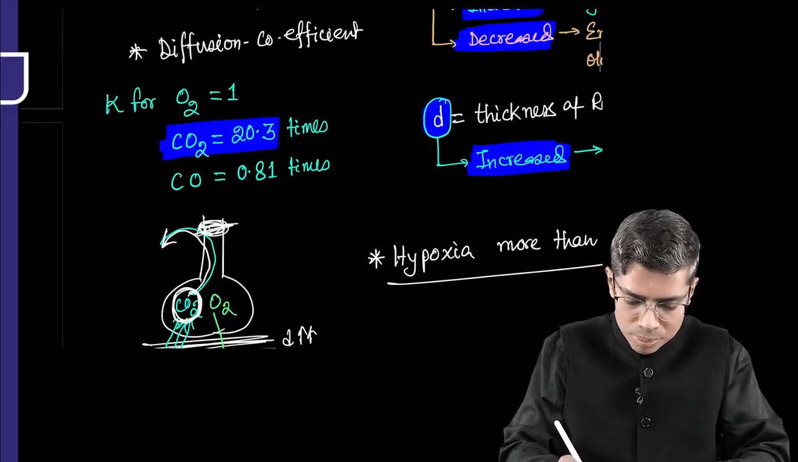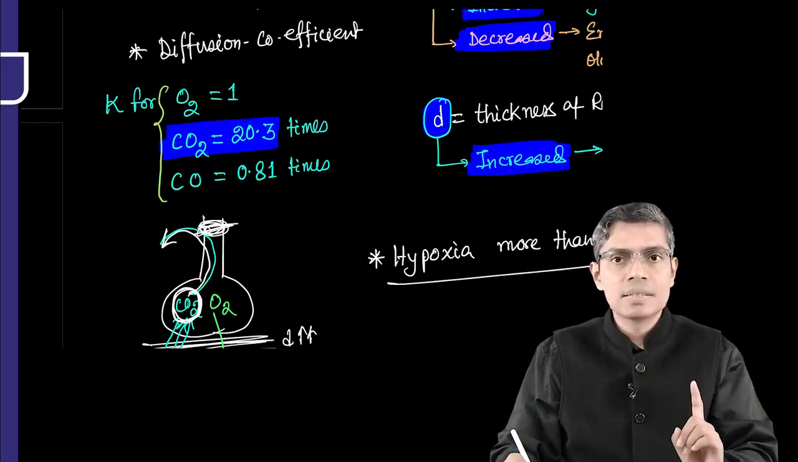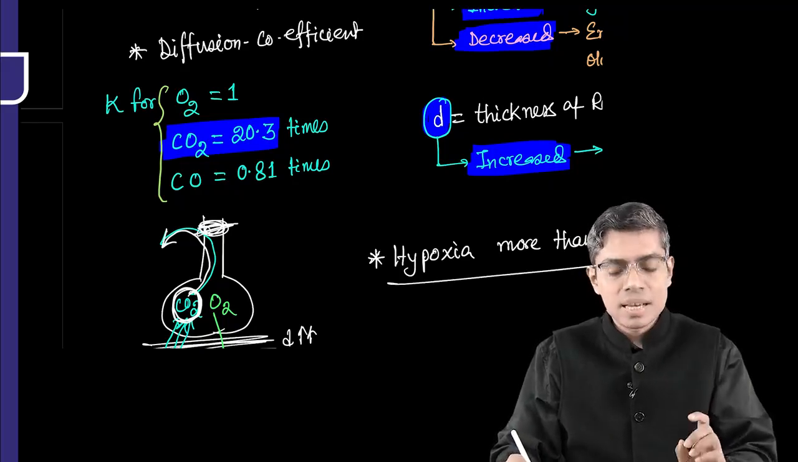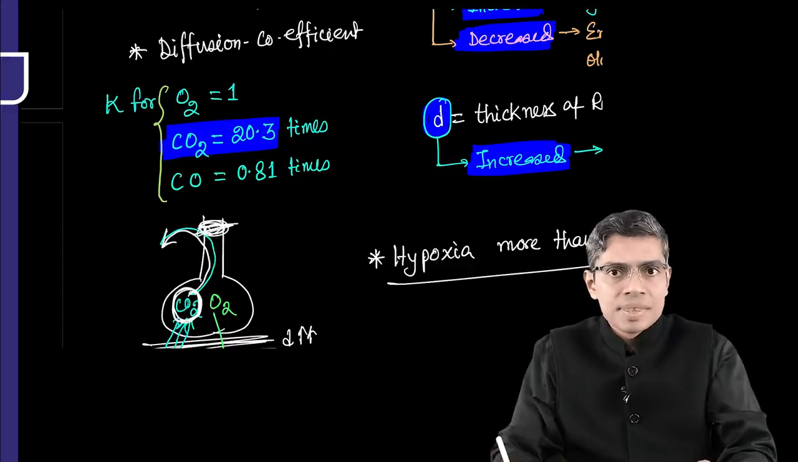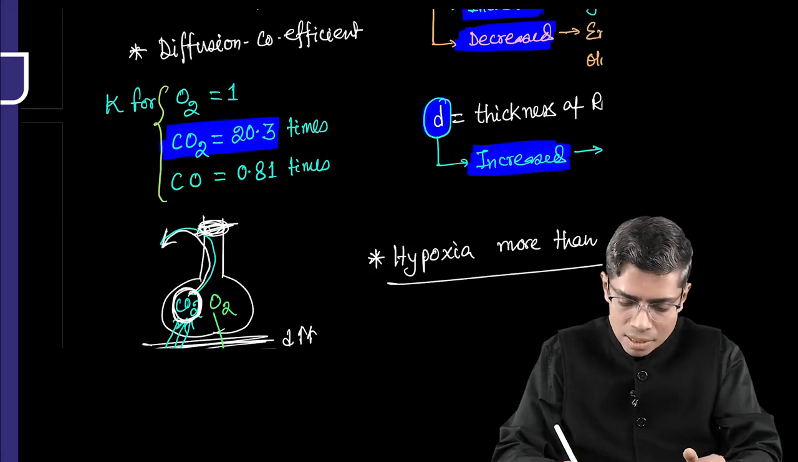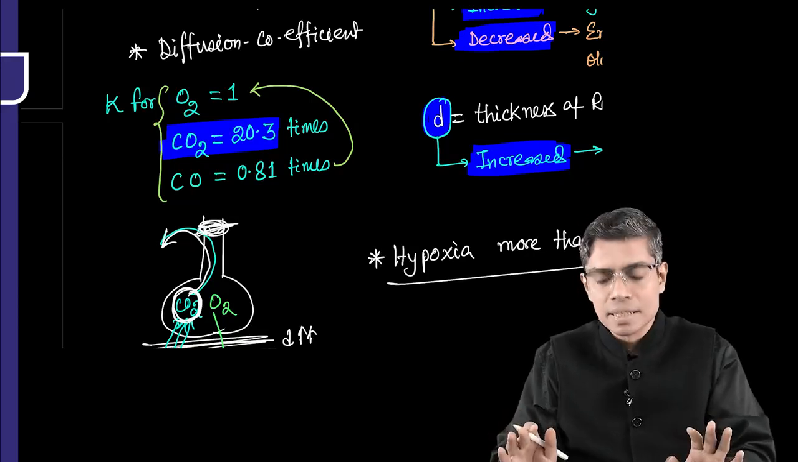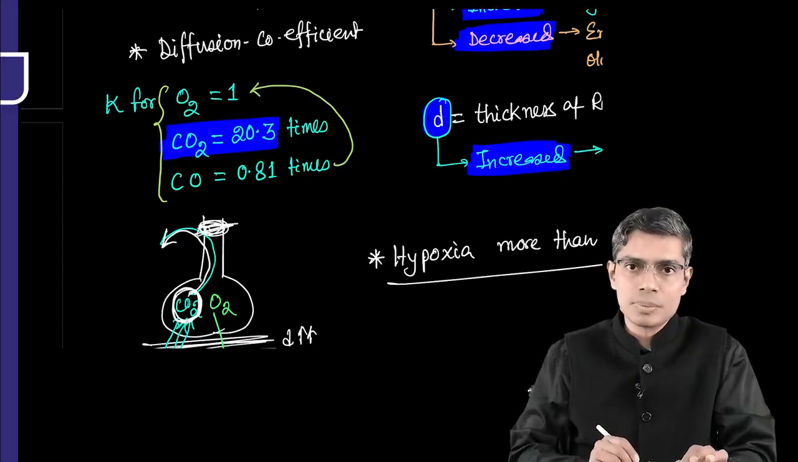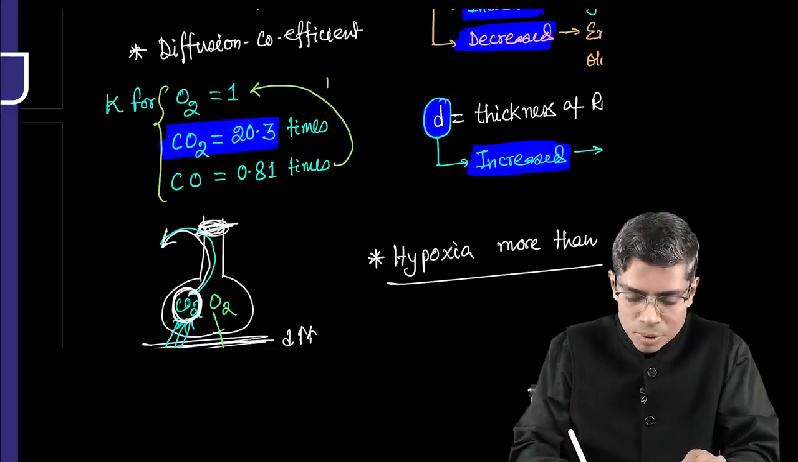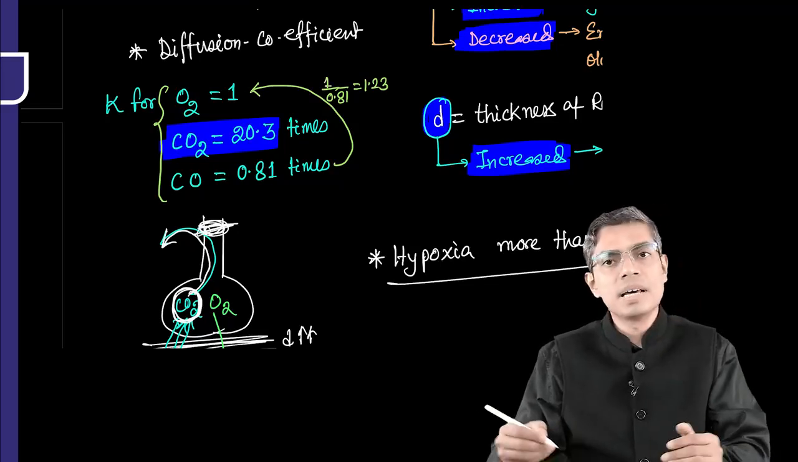So I hope all of you are going to remember these 3 numbers. If the diffusion coefficient for oxygen is 1, it is 20 for carbon dioxide, and 0.81 for carbon monoxide. Now if I ask you how many times faster oxygen diffusion is than carbon monoxide diffusion, why am I saying so? Because I will tell you later. So oxygen diffusion is how much faster than carbon monoxide diffusion, then what you have to do? 1 upon 0.81, so it will be approximately 1.23 times. So remember this value, we will apply it a little later.